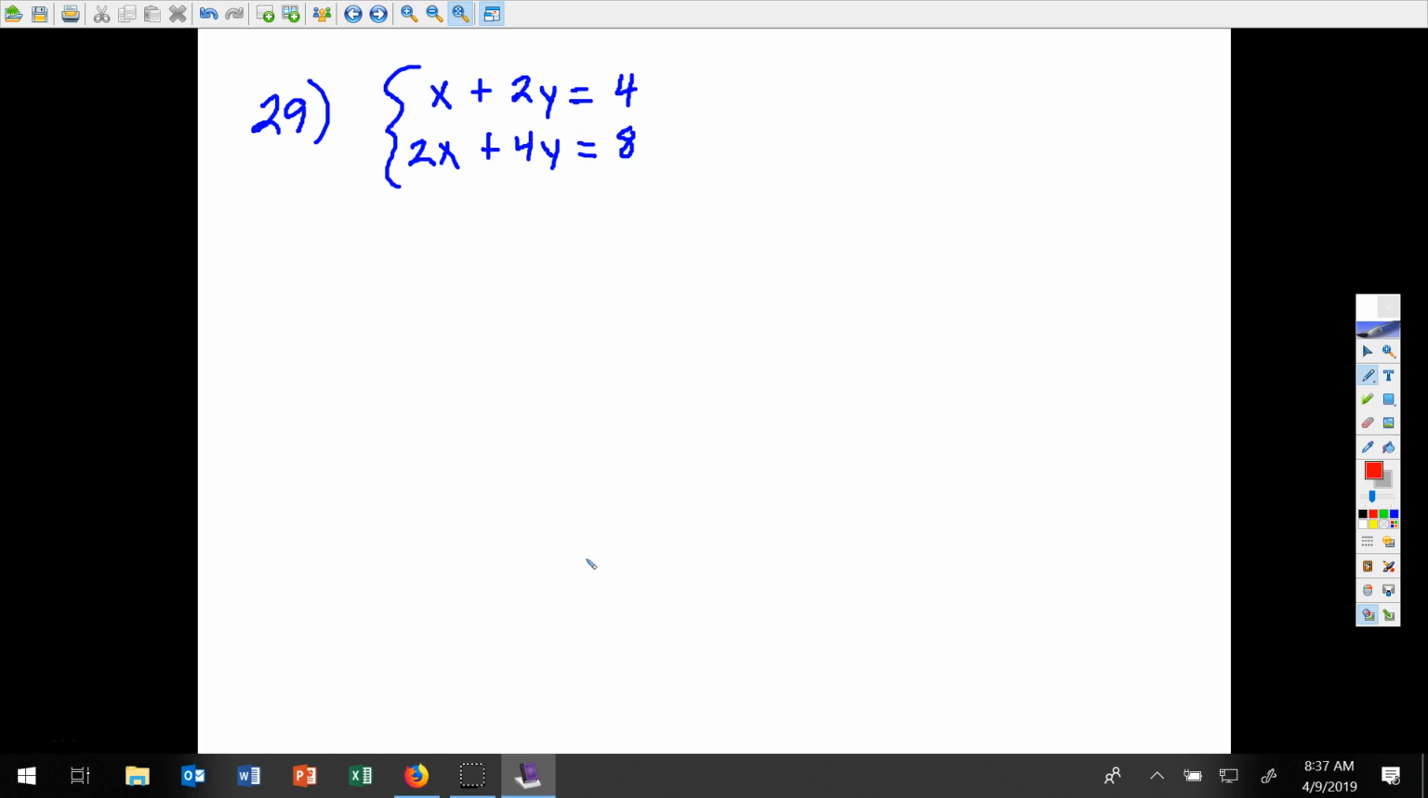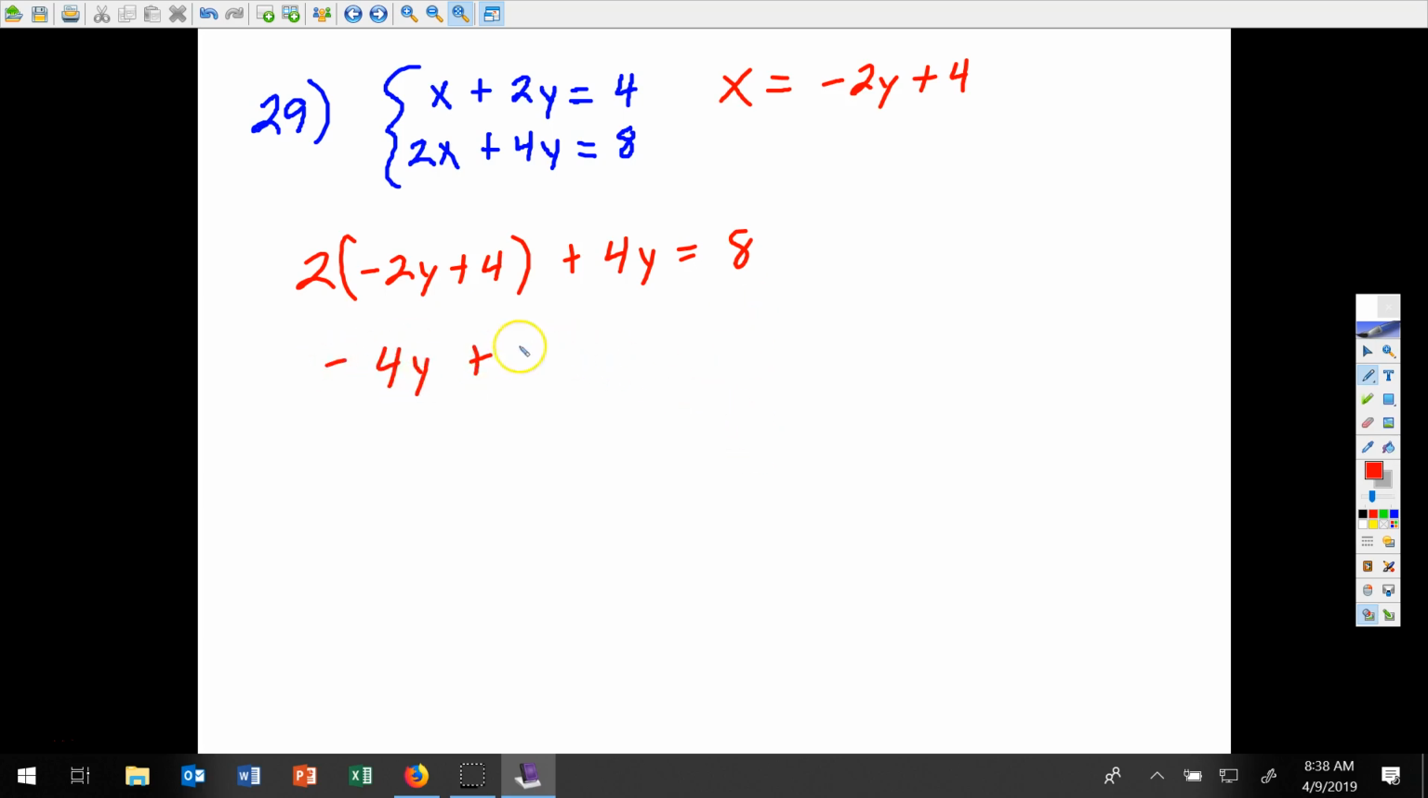Cody? Substitution? Okay, we can do that. And which variable would you solve for? So x on the top, and you would get negative 2y plus 4. And what does substitution also involve after this? Okay, replace the x in the second equation, so 2 times negative 2y plus 4 plus 4y equals 8. Negative 4y plus 8 plus 4y equals 8.